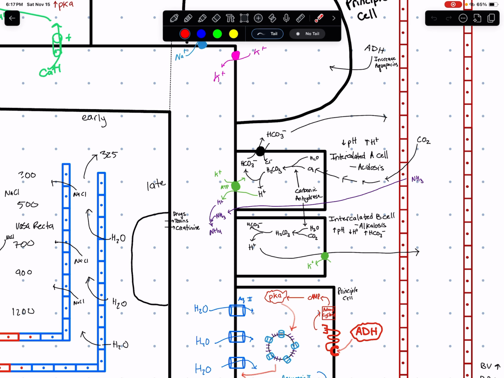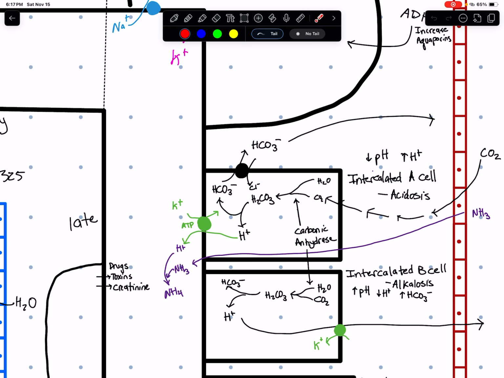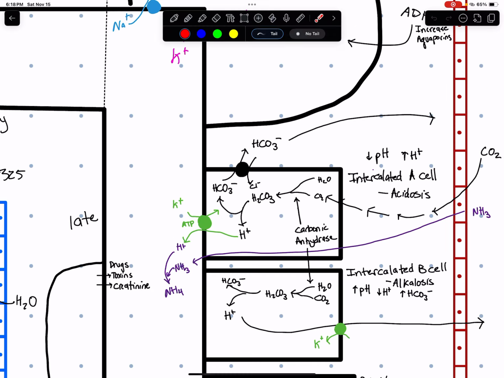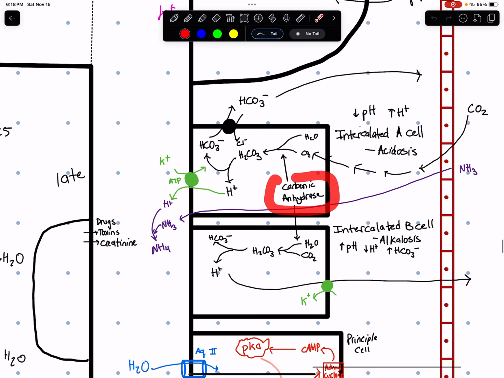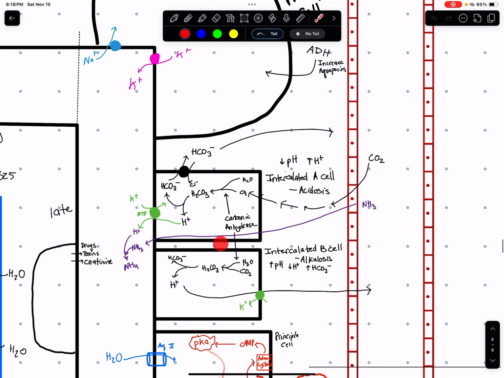So if your pH is really low and protons are high, your intercalated A cell is going to take care of this by excreting bicarbonate, which takes on these protons and gets them excreted. This is all done through carbonic anhydrase. That's done in the intercalated B cell as well. But protons are mainly regulated through these two, and this is how you're maintaining your pH as it goes into the bloodstream to be reabsorbed.